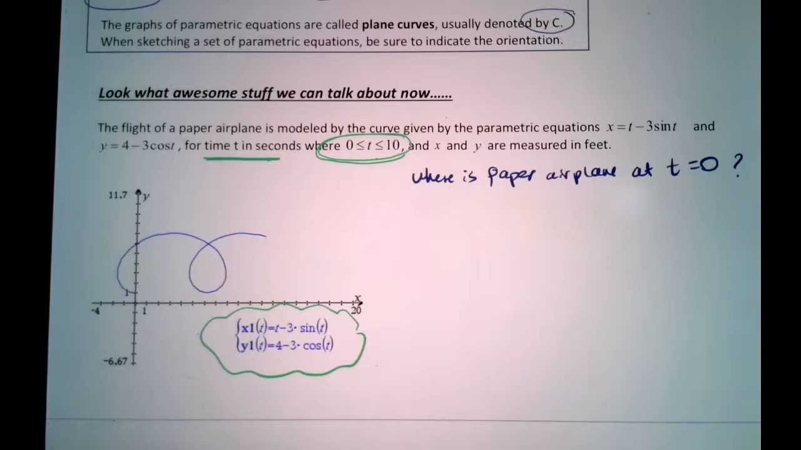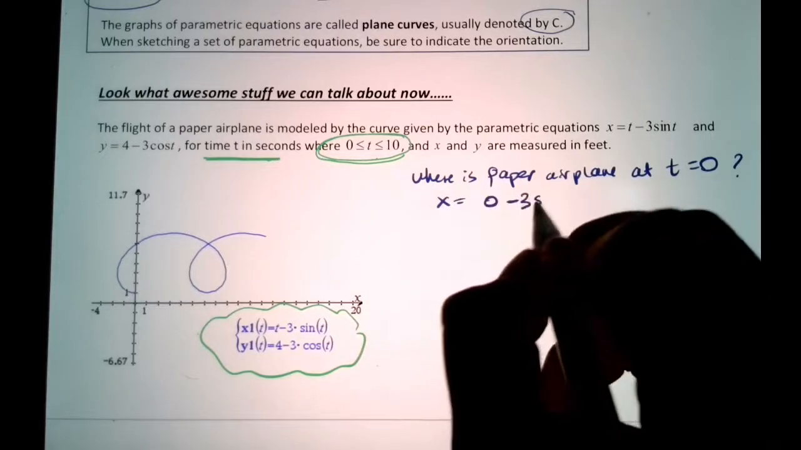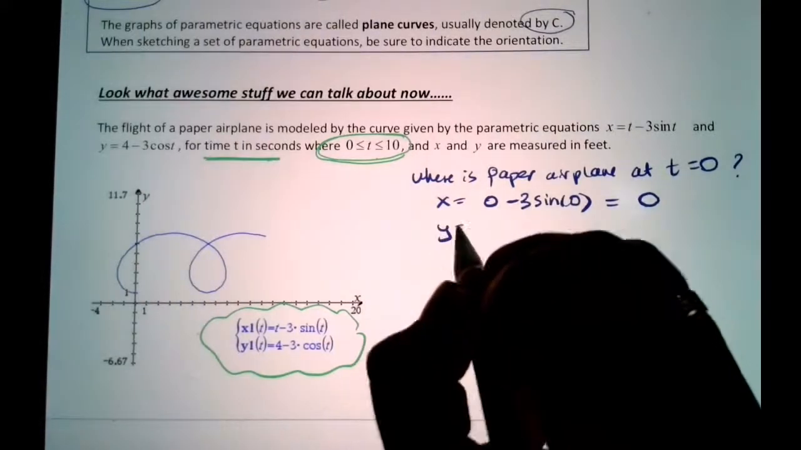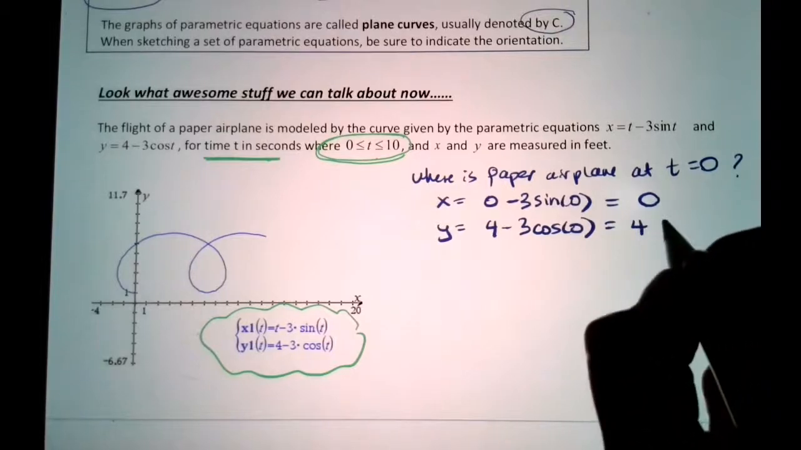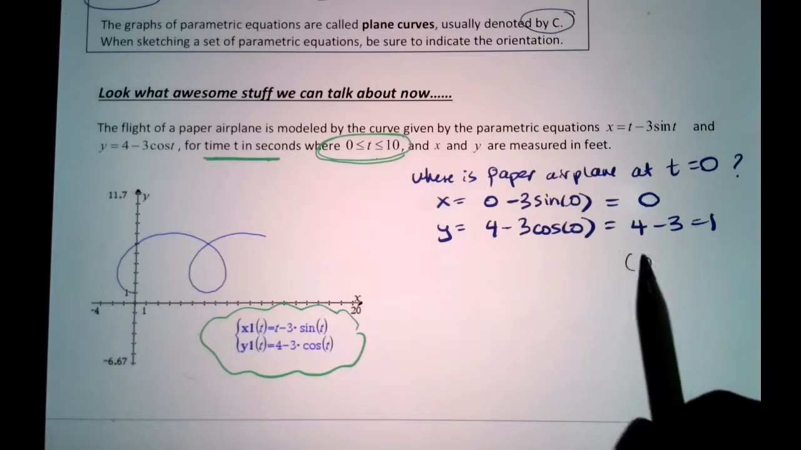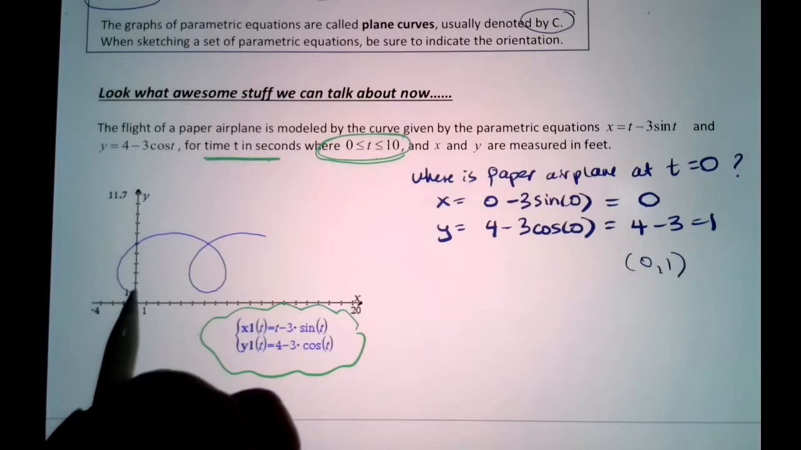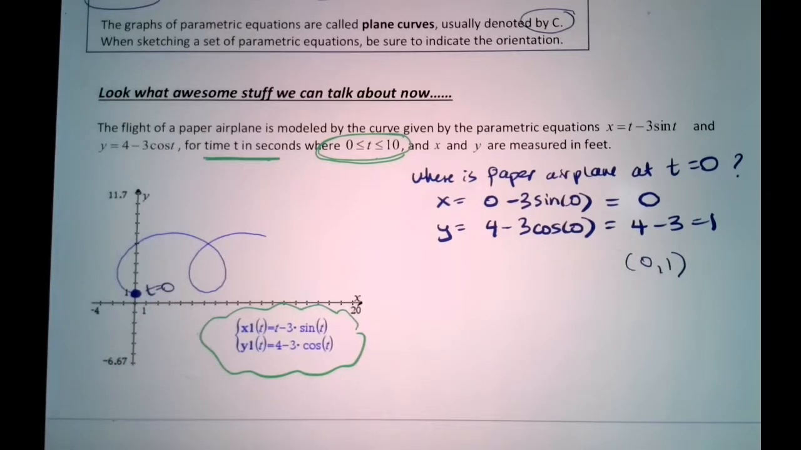Let's plug into our set of parametric equations. x is t minus 3 sine t. So what does that mean? It's going to be 0 minus 3 times the sine of 0. The sine of 0 is 0, so there's that. And then y is 4 minus 3 times the cosine of 0. The cosine of 0 is 1. And so I can see exactly where it is. I have an actual ordered pair on the xy plane. 0, 1 is where this particular airplane starts. I can see that pretty reasonably there from my picture. There's t equals 0, that's the beginning path of this airplane.